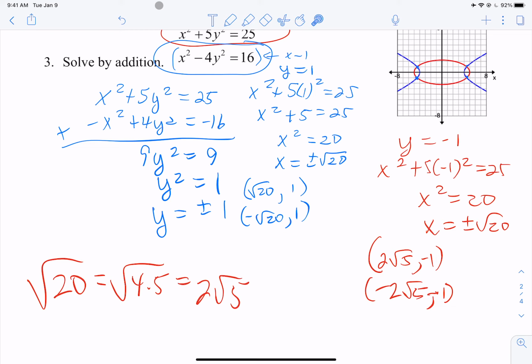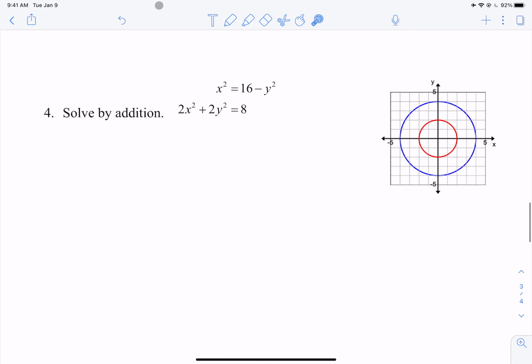Okay. Any other questions about number 3? Okay. Let's look at number 4.